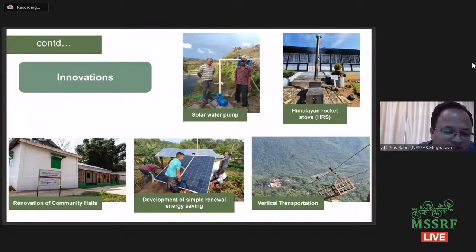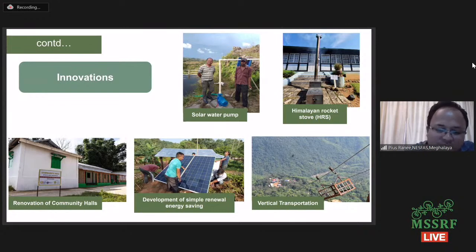We want to use this hall as a place to showcase the initiatives done by the committee, and to exchange ideas among farmers. We have also been able to do a lot of work with solar here, because a number of villages here still do not have access to electricity.